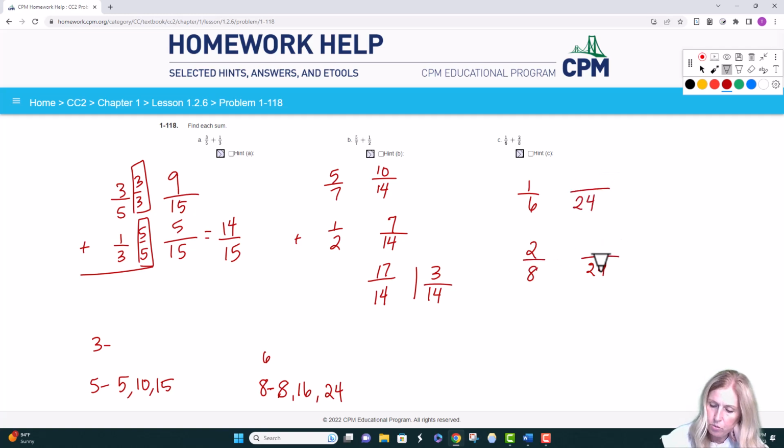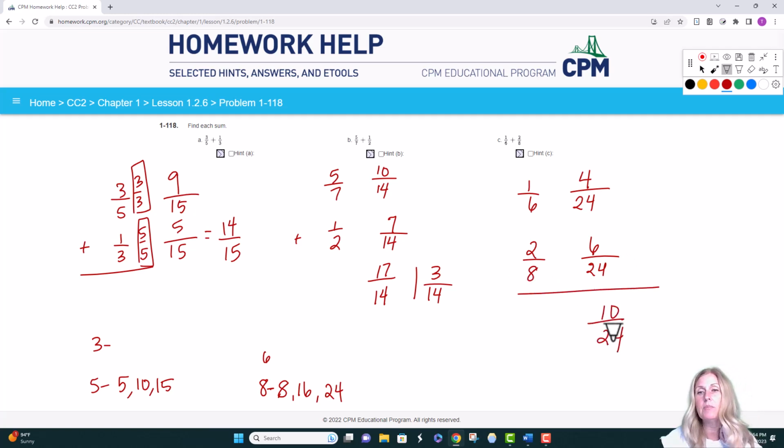8 times what is 24? 3. So 2 times 3 is 6. 6 times what is 24? 4. So 1 times 4 is 4. Then you just add them up, and that's 10/24. They both happen to be even, that tells me immediately that I can reduce it, because if they're both even, you could always divide them both by a 2. So 10 divided by 2 is 5, and 24 divided by 2 is 12. There you go. That's the lowest we can go.